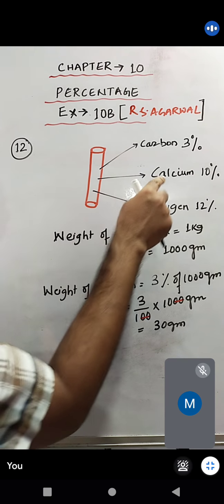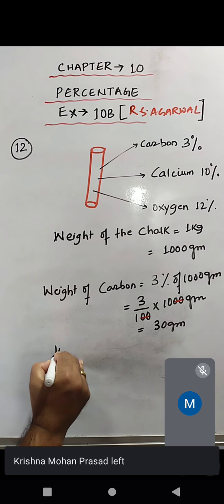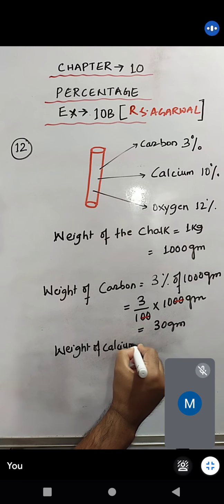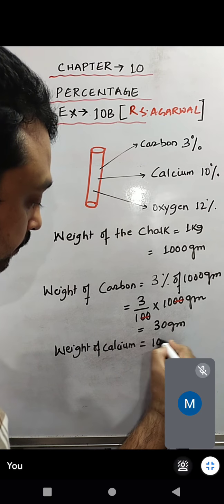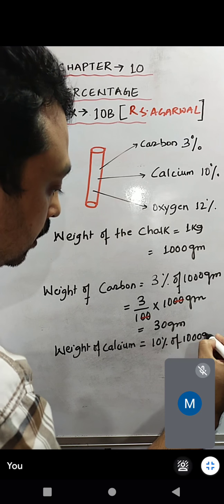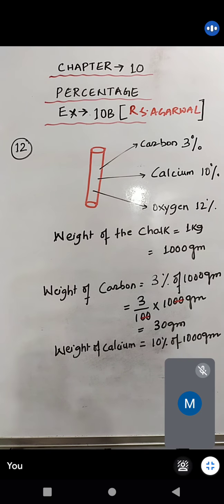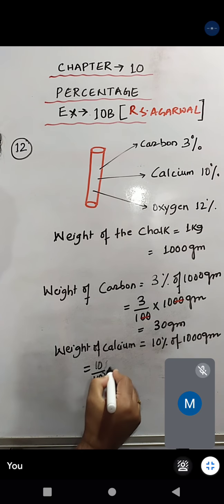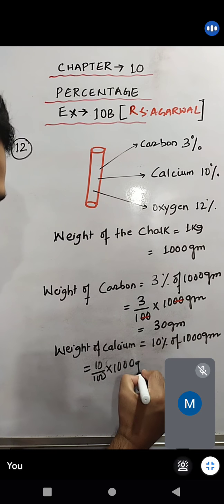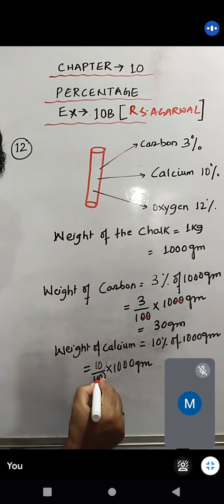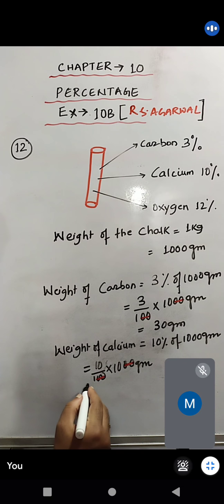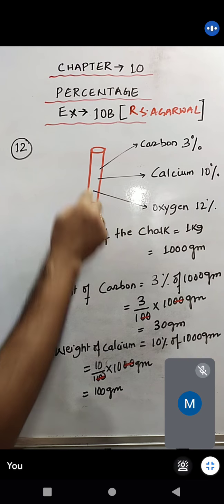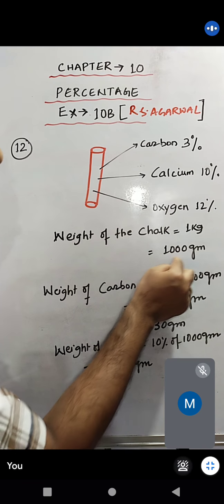Same way we have to find the weight of calcium also. So the weight of calcium would be 10% of 1000 grams. 10% means 10 by 100 into 1000 grams. Again we'll reduce the two zeros, so we'll get the answer as 100 grams. So the weight of calcium in the chalk is 100 gram out of this 1000 gram.